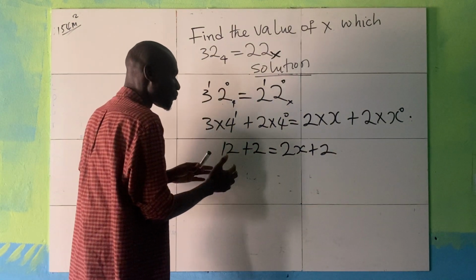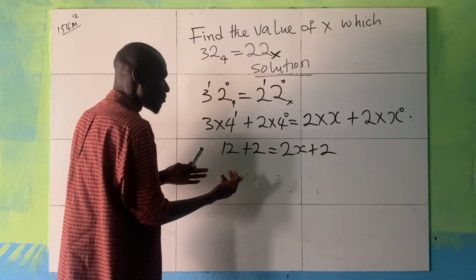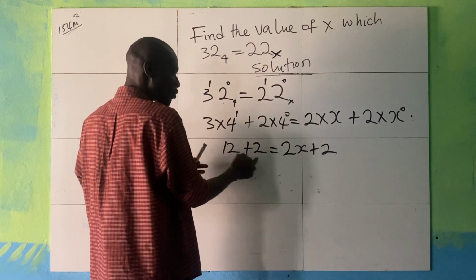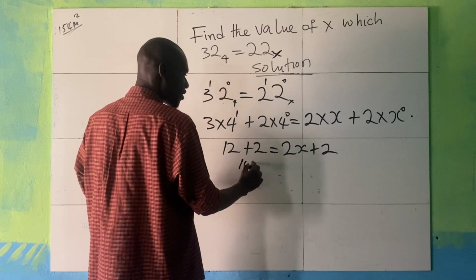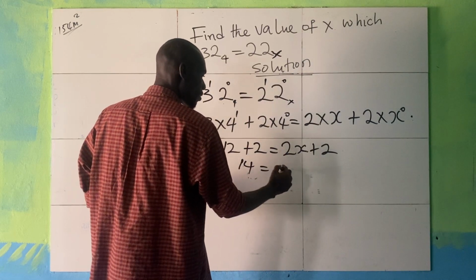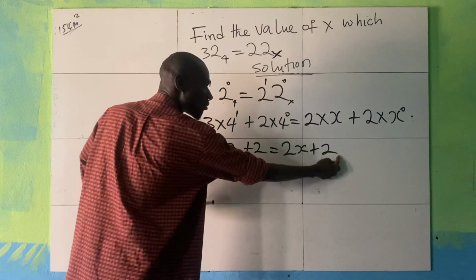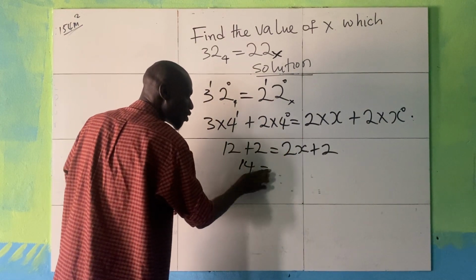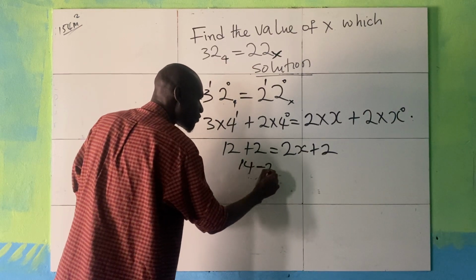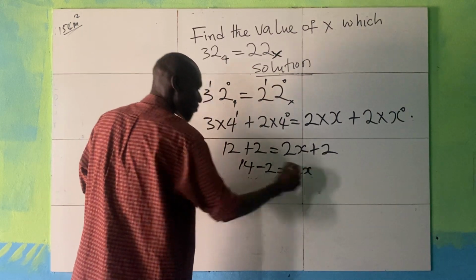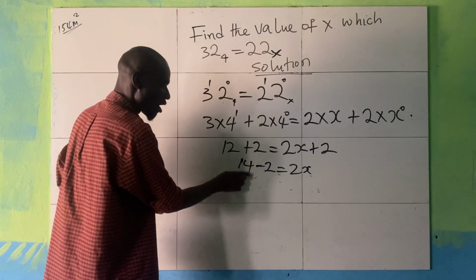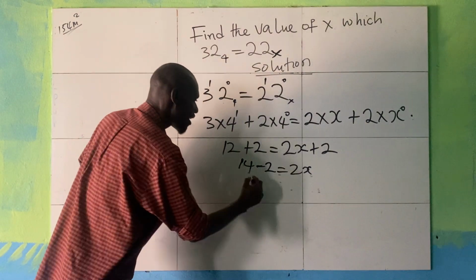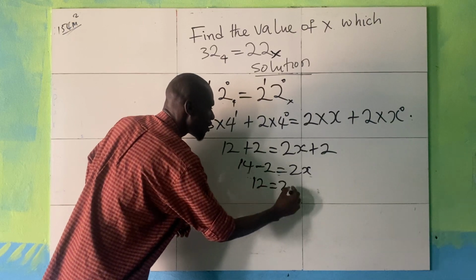On this note, you will agree with me that here we have 2 and here we have 12. So 2 plus 12 will give us 14, equal to 2x plus 2. Let us move this 2 to this side, it will give us negative 2. So let's bring it here, 14 minus 2. To save our time, 14 minus 2 will give us 12. So we write 12 equal to 2x.